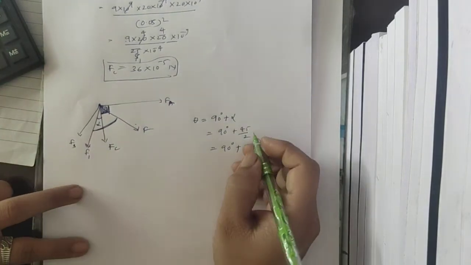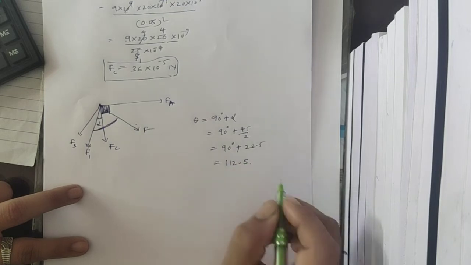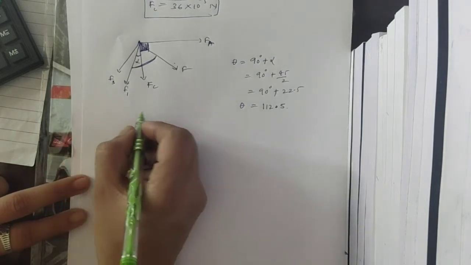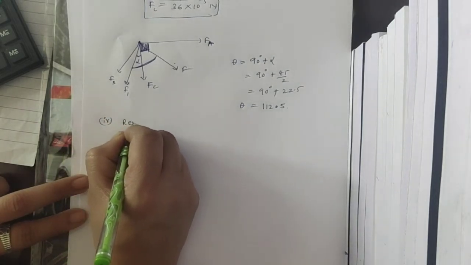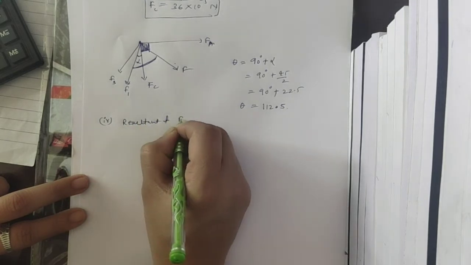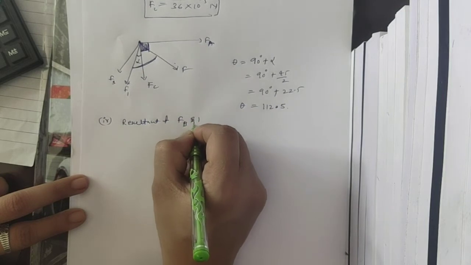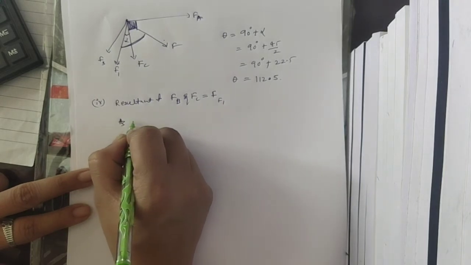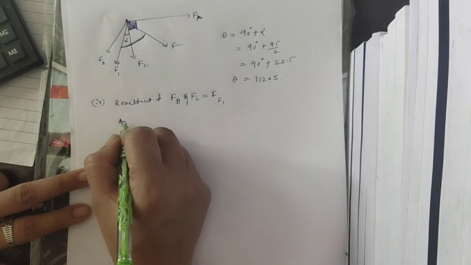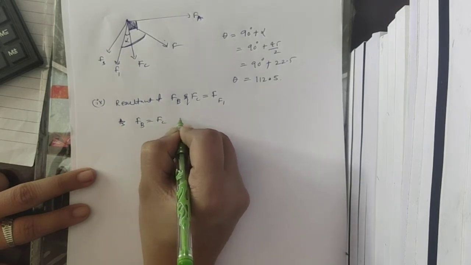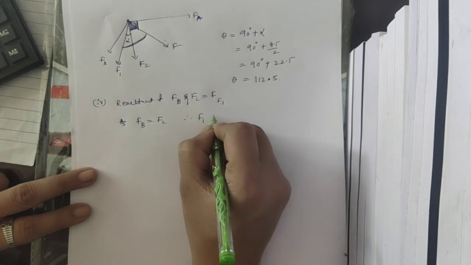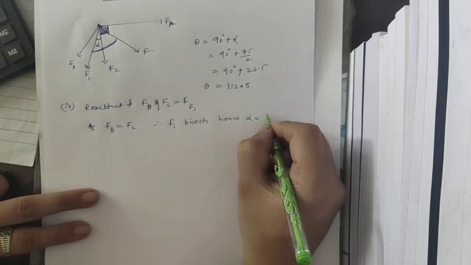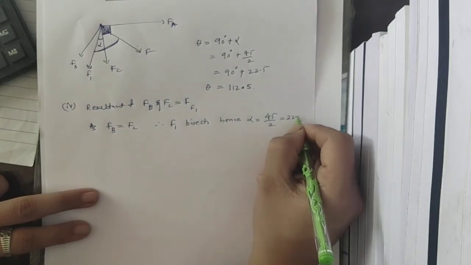22.5 plus 90, so we will get 112.5 theta. Okay, so fourth step: resultant of FB and FC, that is F1. As FB is equal to FC, therefore F1 bisects. Hence, alpha equal to 45 divided by 2, that is 22.5 degree.